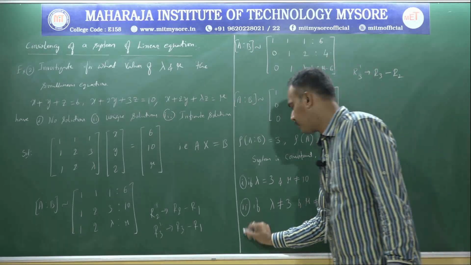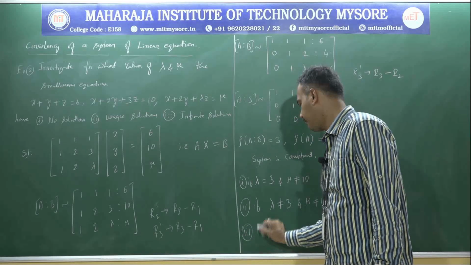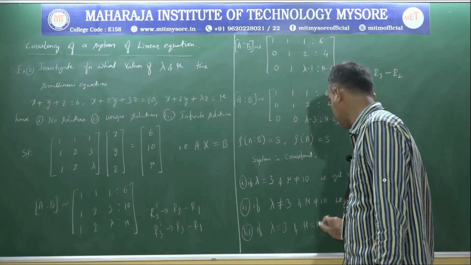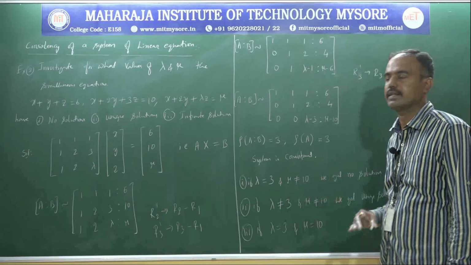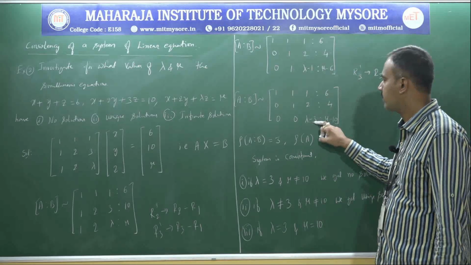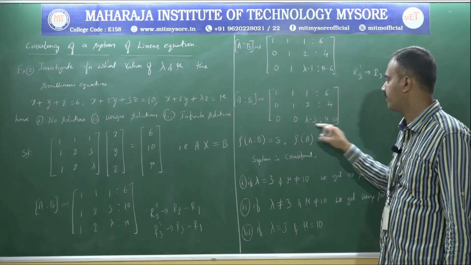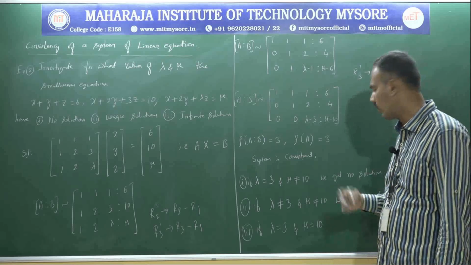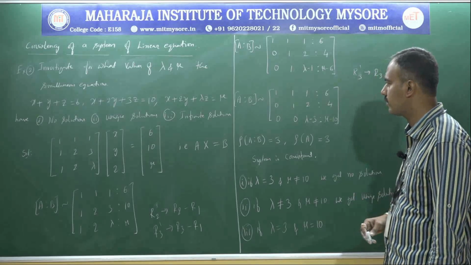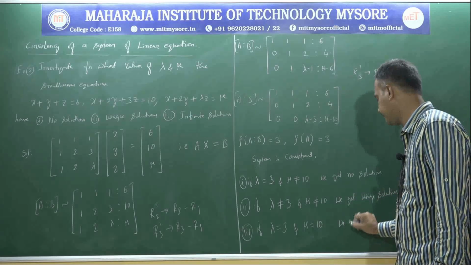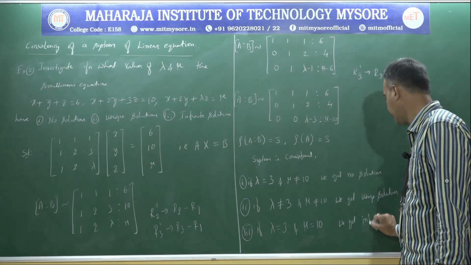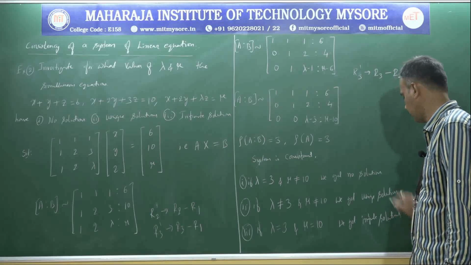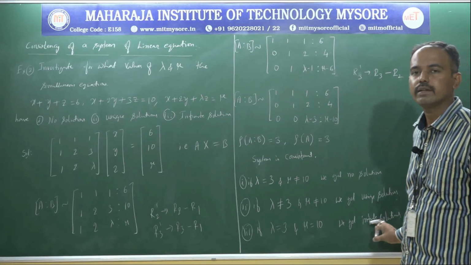The next one we can represent as: lambda is equal to 3 and mu is equal to 10. Suppose in the next case, lambda is equal to 3, we get the 0 here. Mu is equal to 10, we get the 0 here. Now what about the next case? We get infinite solutions here.